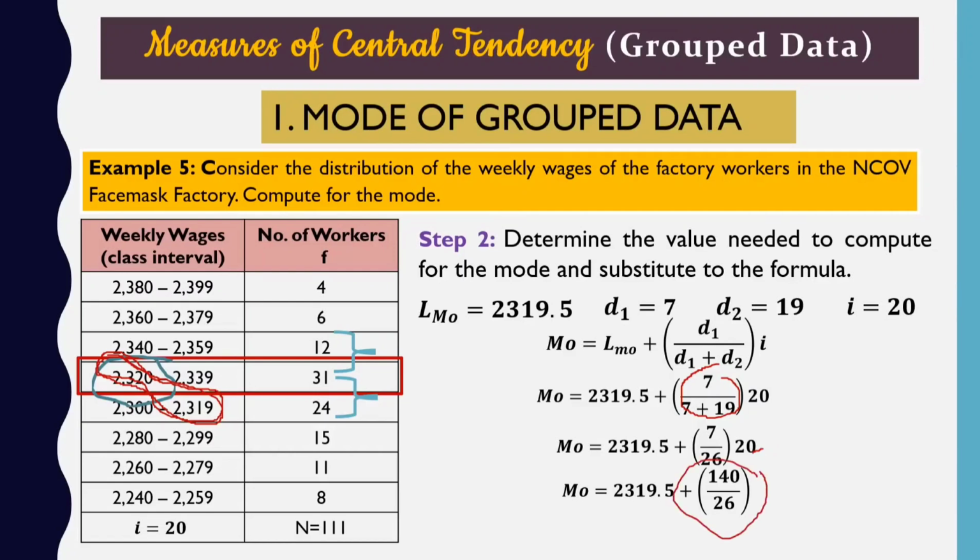Simplifying this, the result is 5.38. We add it to 2319.5, and the sum is 2324.88. That is the value of the mode for example number 5.